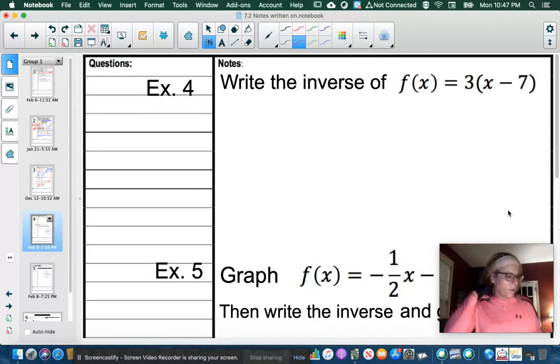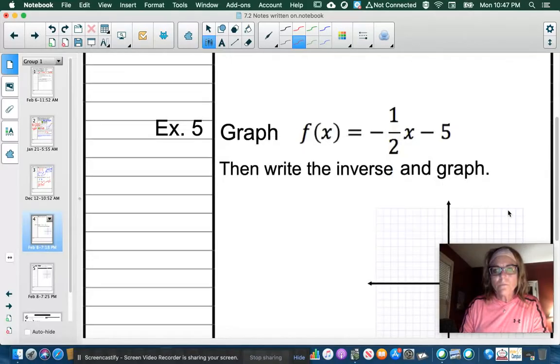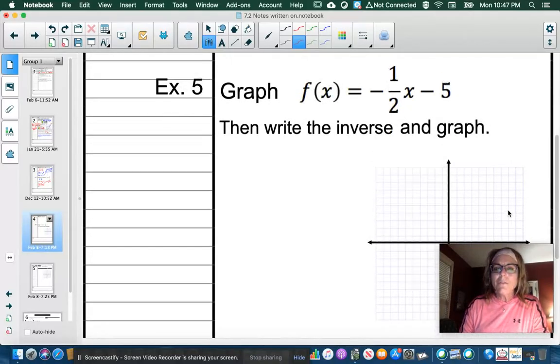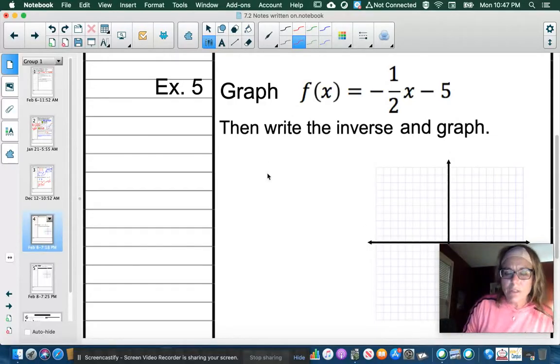Example 4. I'm going to save example 4 for class, and I'm going to go to example 5. We're going to graph this function, and then we're going to write the inverse and graph that.